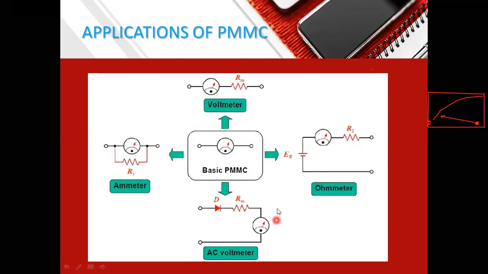And if you want to use the same basic PMMC as an AC voltmeter, then we need to use a diode which will work like a half wave rectifier. That means AC is converted to DC here, and then you feed that DC supply to the PMMC, because PMMC works only for DC. Here we give the half wave rectified input to the basic PMMC. So this is how we can use PMMC as a voltmeter, ammeter, ohm meter, and AC voltmeter.